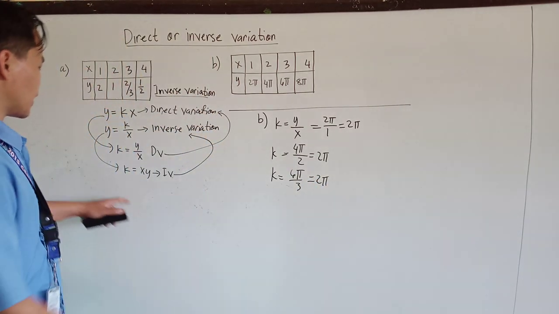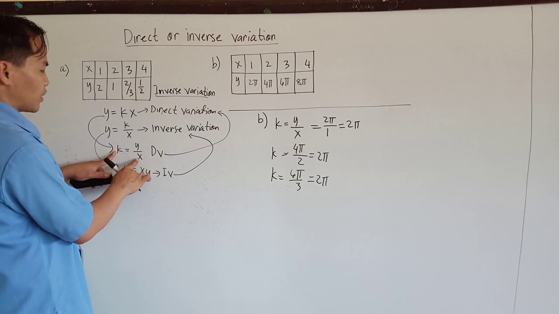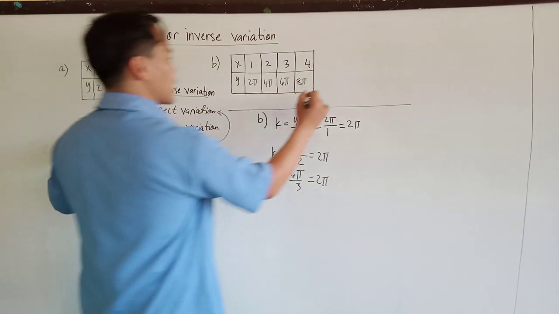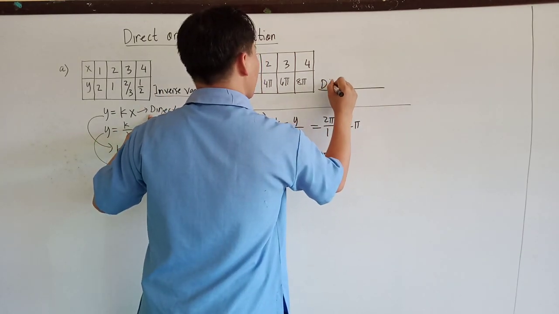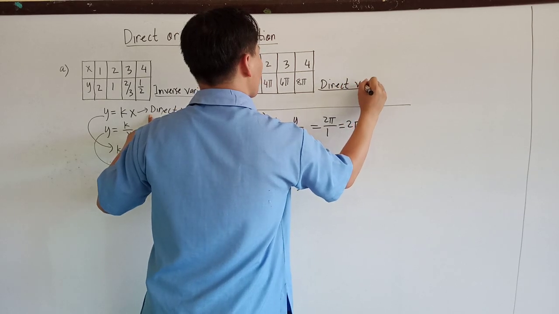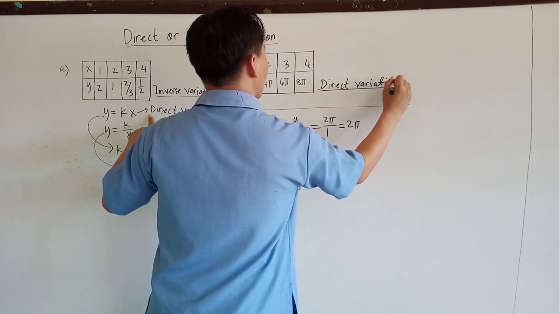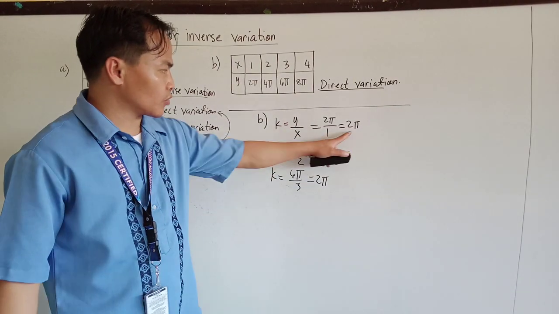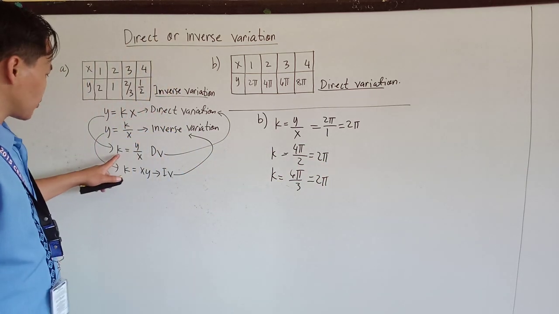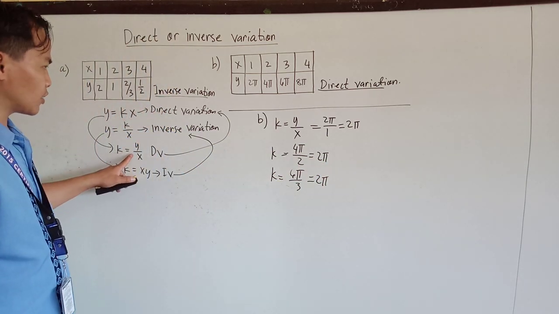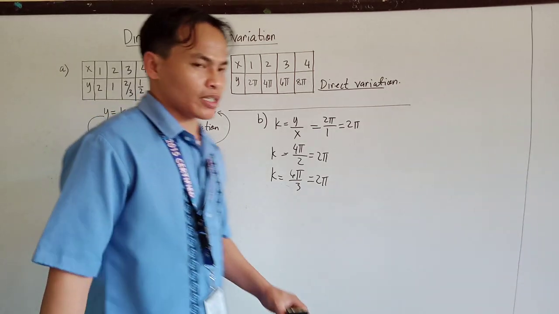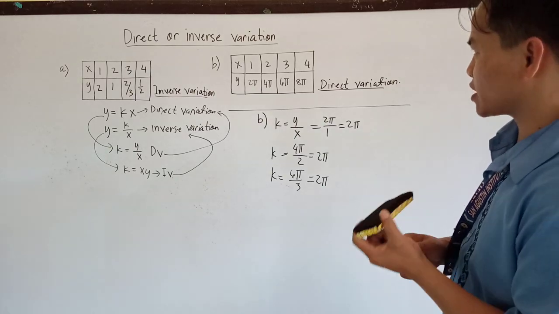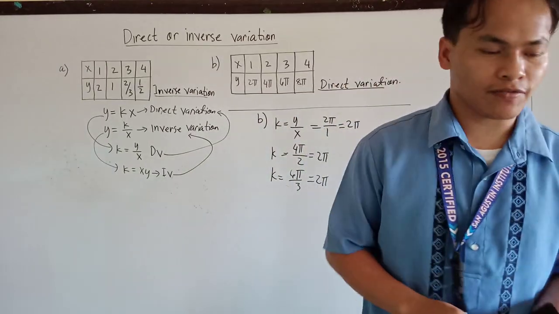Therefore, this formula is coming from k is equal to y over x. So as we used y over x, that is referring to the direct variation. Direct variation, because we have the value of k equal to 2 pi and 2 pi, and that is coming from this formula, k is equal to y over x. So I hope that this video will help you in determining if the given quantities in the table refer to direct or inverse variation.